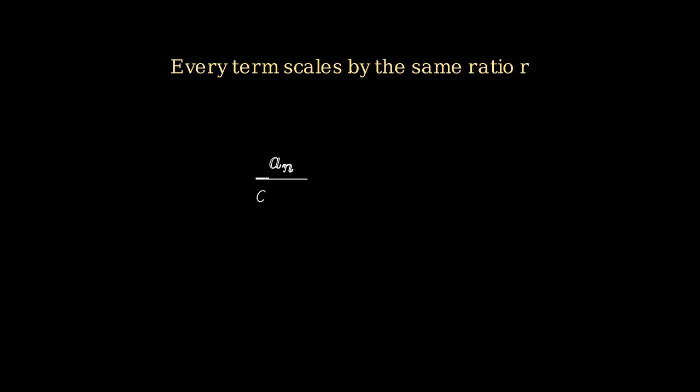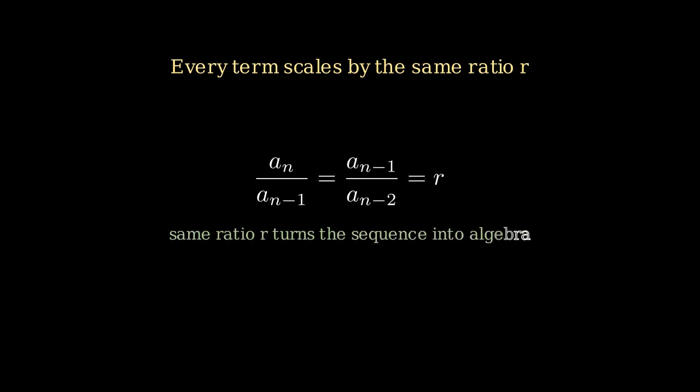Here's why this substitution trick works. When you plug the guess a(n) equals r to the n into a linear recurrence, every single term ends up scaling by the exact same ratio r as you step from one term to the next. That shared scaling factor is precisely what lets the sequence problem collapse down into an ordinary algebra problem, solving a polynomial equation in r.